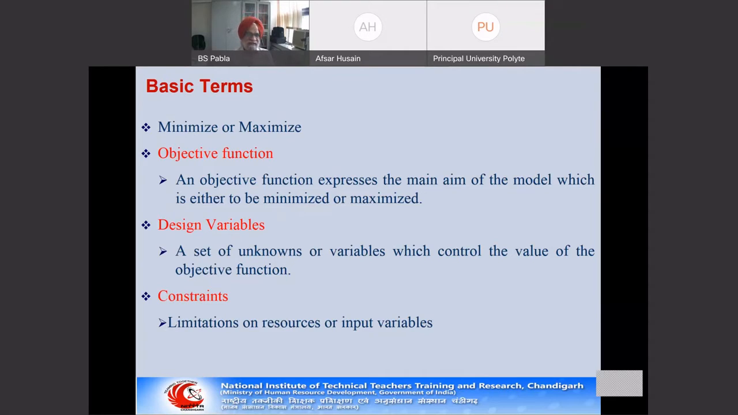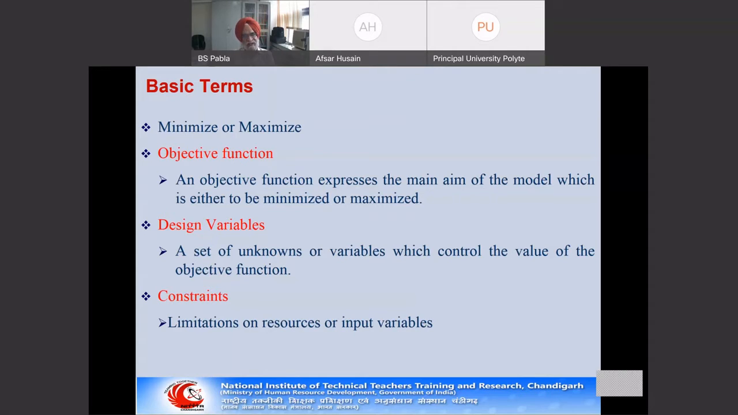What is the objective function? The first thing to be defined in optimization is the objective function. An objective function expresses the main aim of the model, which is either to be minimized or maximized. So I said we want to maximize the tool life. When we write tool life in terms of speed, feed, and depth of cut, then it becomes an objective function.